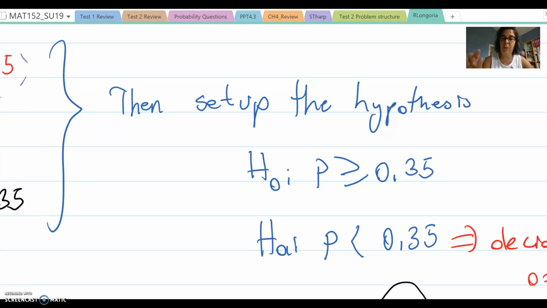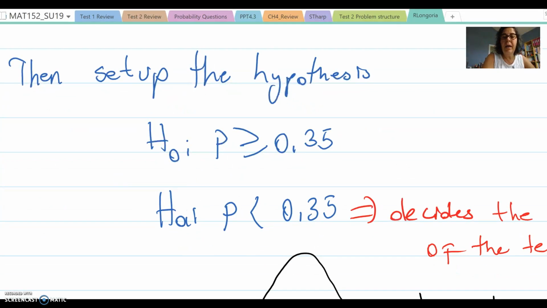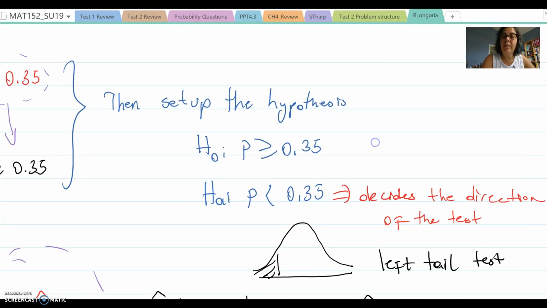Okay, that's part of question A, I guess. That question number was 10. This is part A. So H alternative has another importance for us. Doesn't matter if our claim is there or not, it decides the direction of the test, right? Because it's less than 35% population proportion, that will be a left tail test. We need to put the picture there.